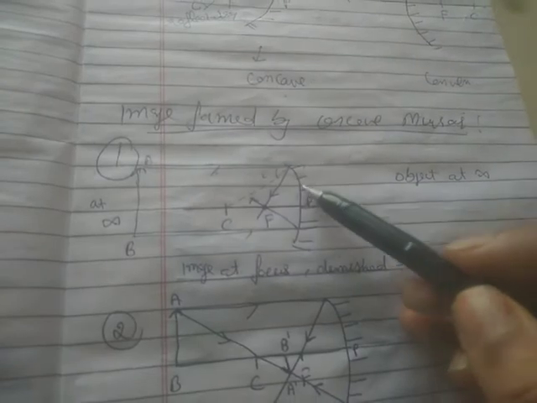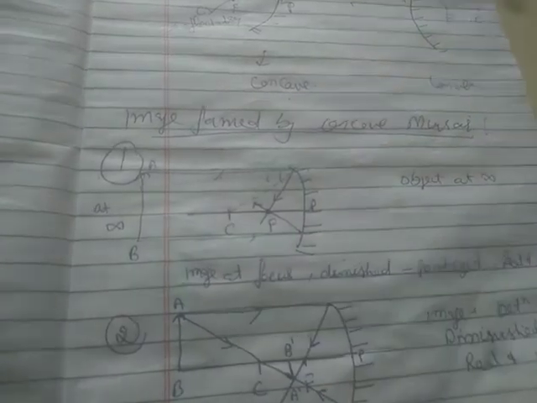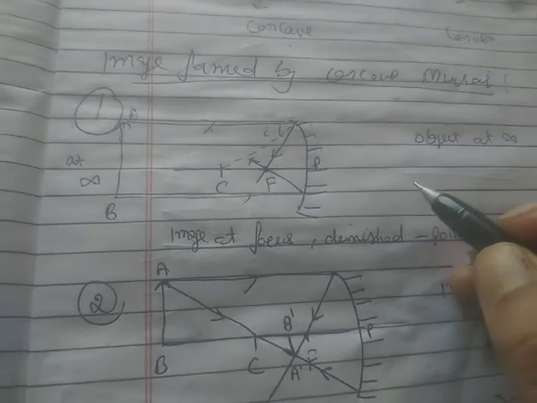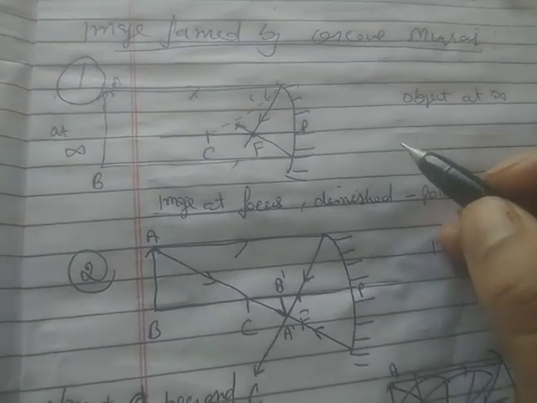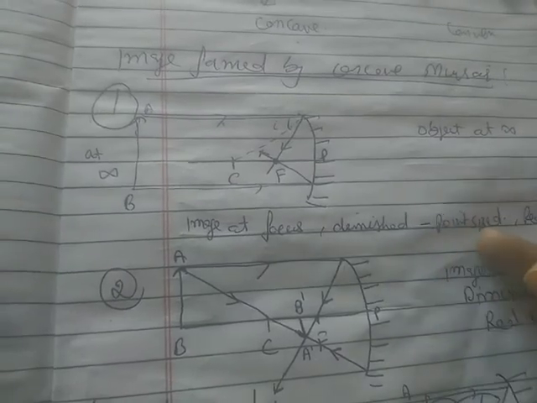Because now we will discuss the image formed by the concave mirror. First of all, we have taken the concave mirror, and this is the principal axis P. This is the focus, principal focus. This is the center of curvature. Okay? In this case, there will be 6 cases, and we will draw the ray diagram for all the 6 cases where the object is placed and where the image is formed.